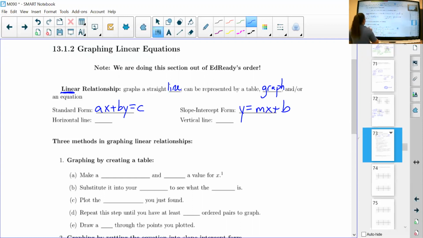And then for a horizontal line, we decided that the Y coordinate was constant. So it's Y equals some constant, I'll call it C. And for a vertical line, X is constant.